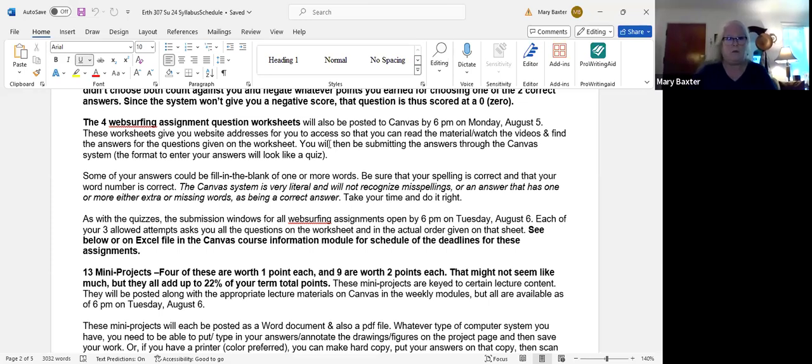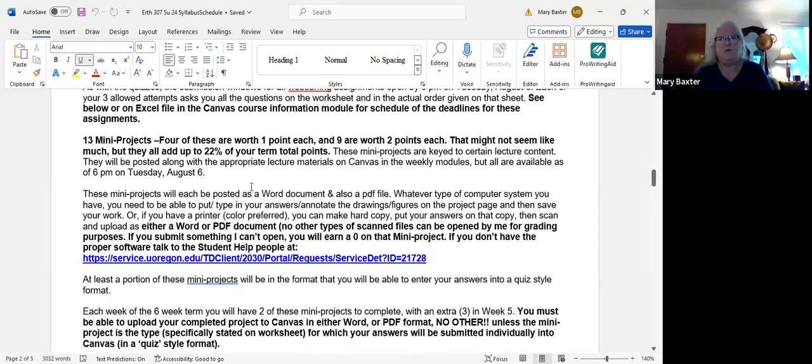Now the 13 mini projects, 4 of them are worth 1 point apiece and 9 of them are worth 2 points each. That might not seem like much, but if you add them all together, they are almost a quarter of your grade. They're 22% of the 100 points. They're keyed to certain lecture content, and I'll tell you exactly which lecture they're keyed to, or at least they'll be appearing on the Moodle modules with the content that they belong with.